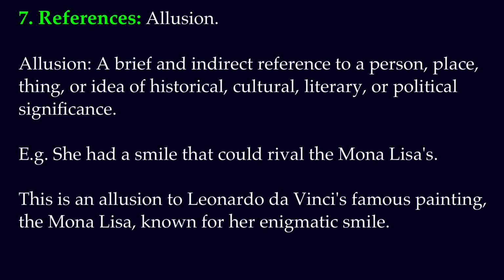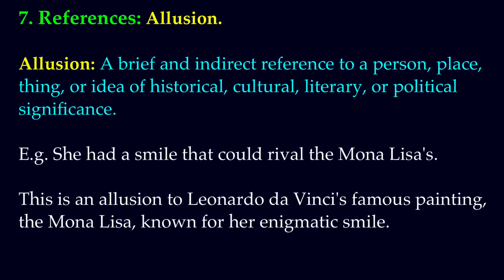Seventh category is references, which we do with allusion. Allusion means a brief and indirect reference to a person, place, thing, or idea of historical, cultural, literary, or political significance. For example, she had a smile that could rival the Mona Lisa's. This is an allusion to Leonardo da Vinci's famous painting, the Mona Lisa, known for her enigmatic smile.